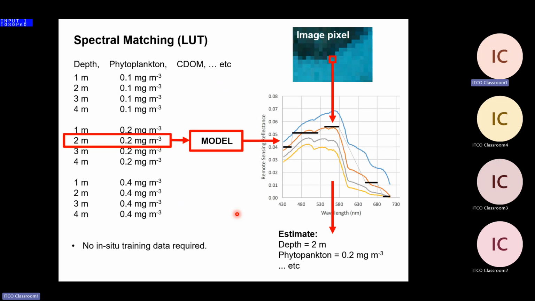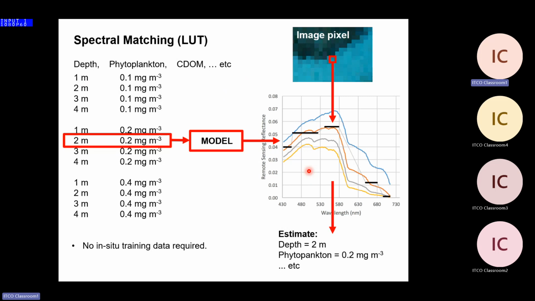So the first simplest thing is spectral matching. So you could use Hydrolight, like I said, to build lookup tables. And then what you do, you've got a pixel in your image. You go, oh, I wonder what this is. And you go through your lookup table, which has got all the different depths tabulated and phytoplankton, CDOM, other properties, whatever you've characterized. And you find the spectrum that matches best the spectrum in the pixel. This is after you've done your atmospheric correction, obviously.